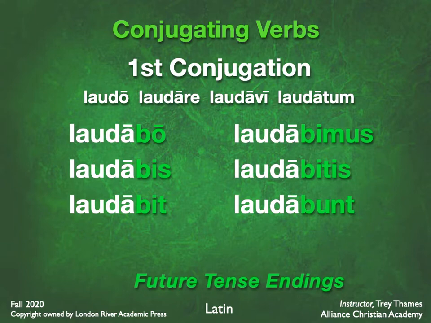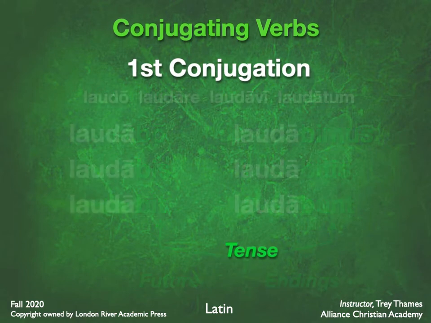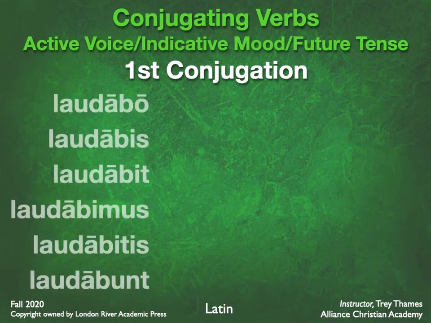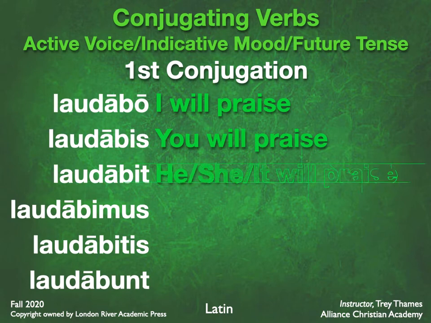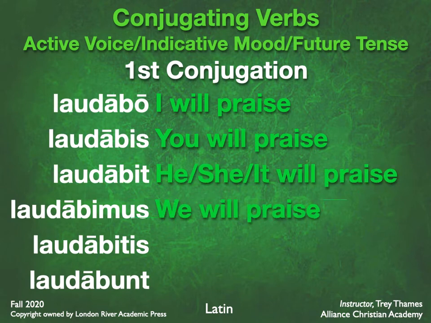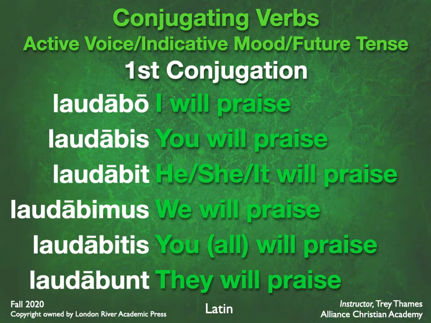Bo, bis, bit, bimus, bitis, bunt. There are your future tense endings added to the stem lauda. And the translation for future tense is: I will praise, you will praise, he will praise, we will praise, you all will praise, they will praise.